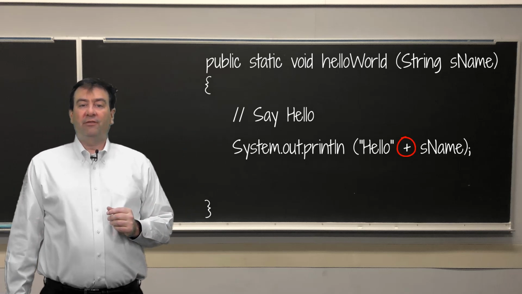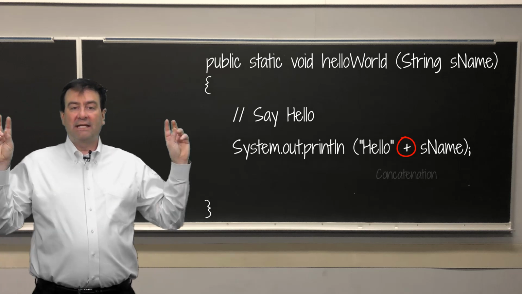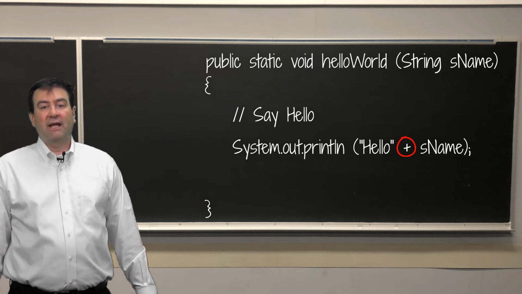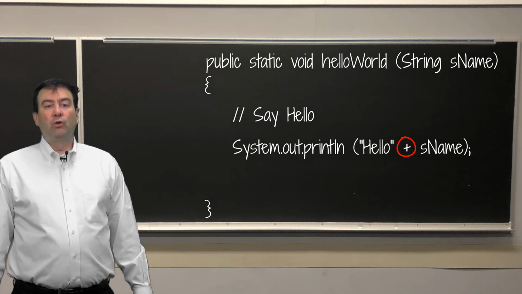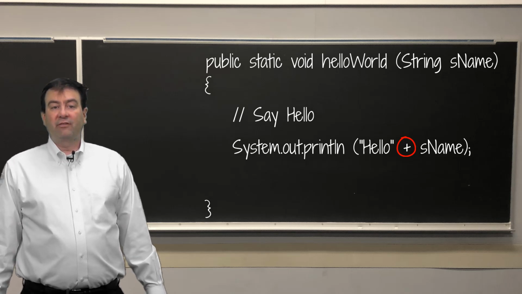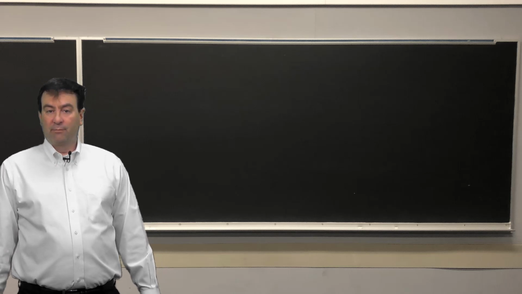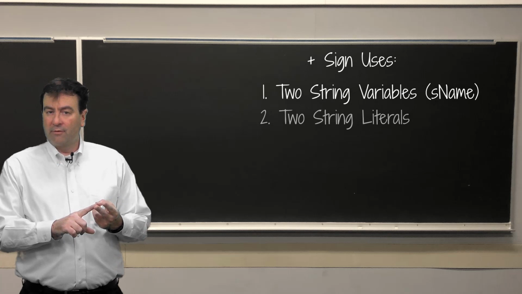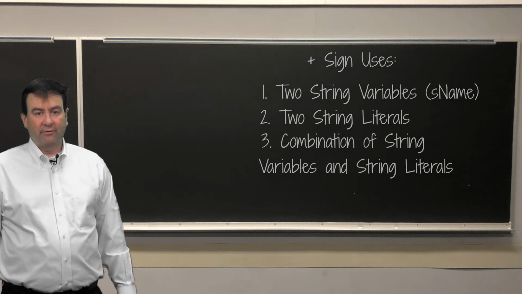One thing you might notice is the plus sign. We can use the plus sign to put two strings together into one string. That's called concatenation. Plus could also be used to add two numbers together. In that case, it's called the addition operator. We'll learn more about operators in the next lesson. In the meantime, just know that you can use the plus sign to put together two string variables, two string literals, or a combination of string variables and string literals.